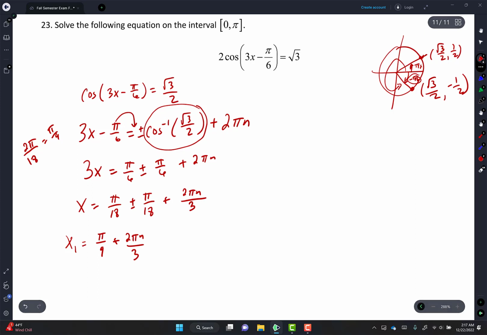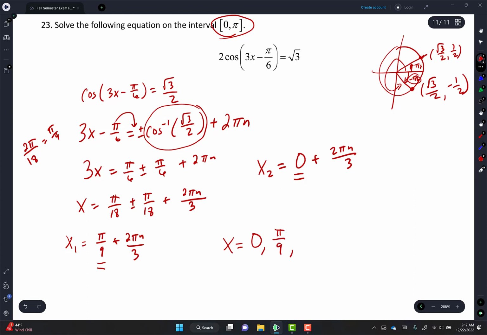So that pi over 9 looks like it's going to be an answer, as we'll check right now. All right, the next one, x2: pi over 18 minus pi over 18, that's 0, plus 2 pi n over 3. All right, now I need to get all my answers between 0 and pi. So I'm going to go ahead and start. I'm going to write x equals. So the very first one I'm going to hit is 0. And then the next one I'm going to hit is this pi over 9 over here.